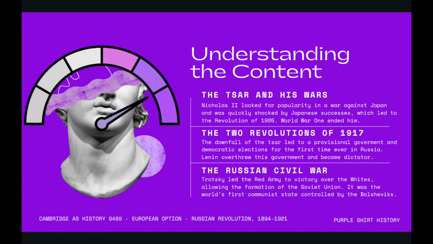The 1917 revolutions, these two revolutions are so important. I don't think I need to stress that anymore. Please spend many, many lessons going over both of them.